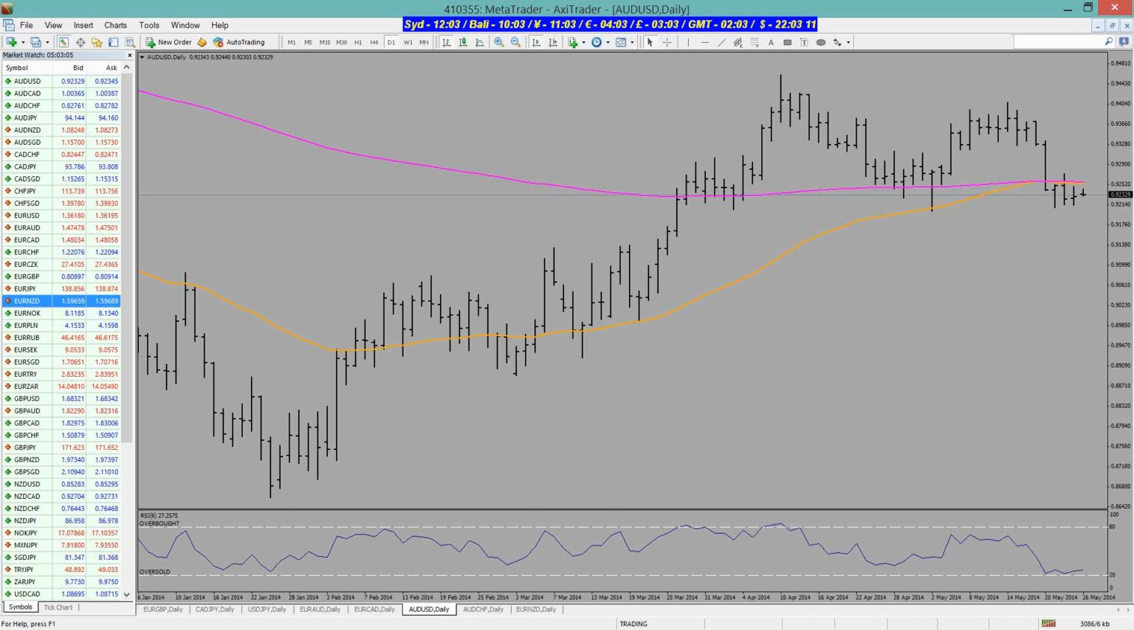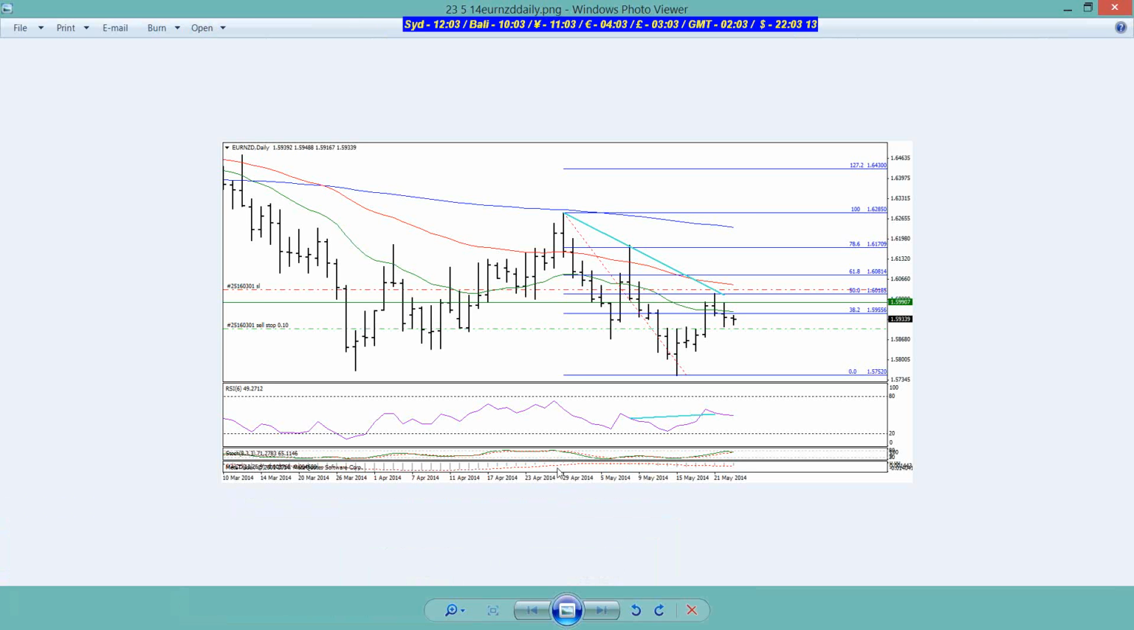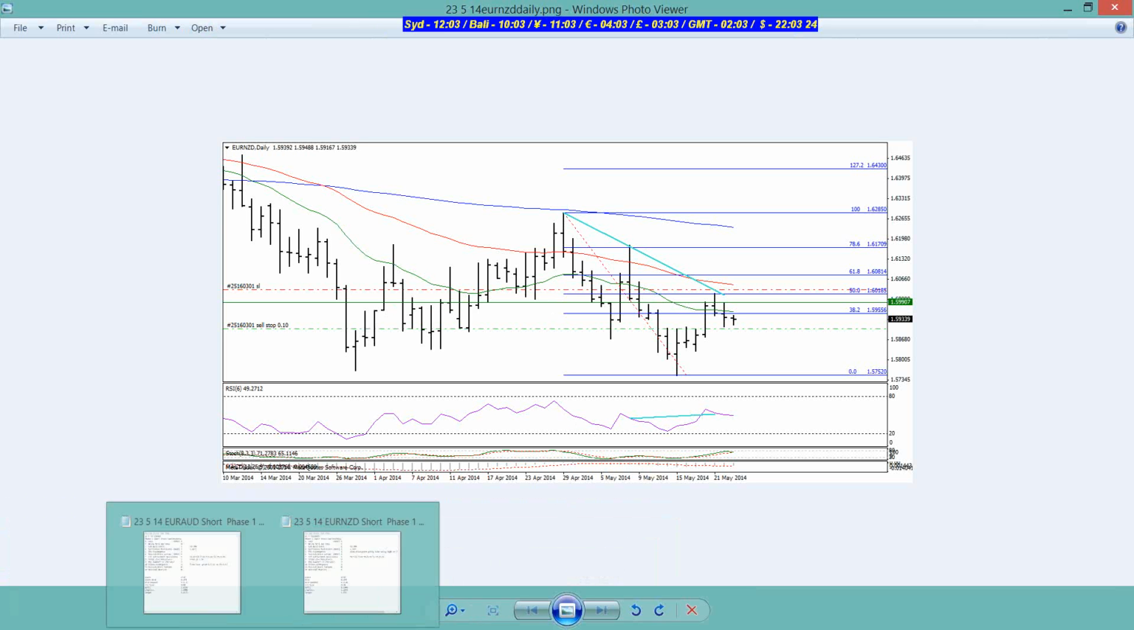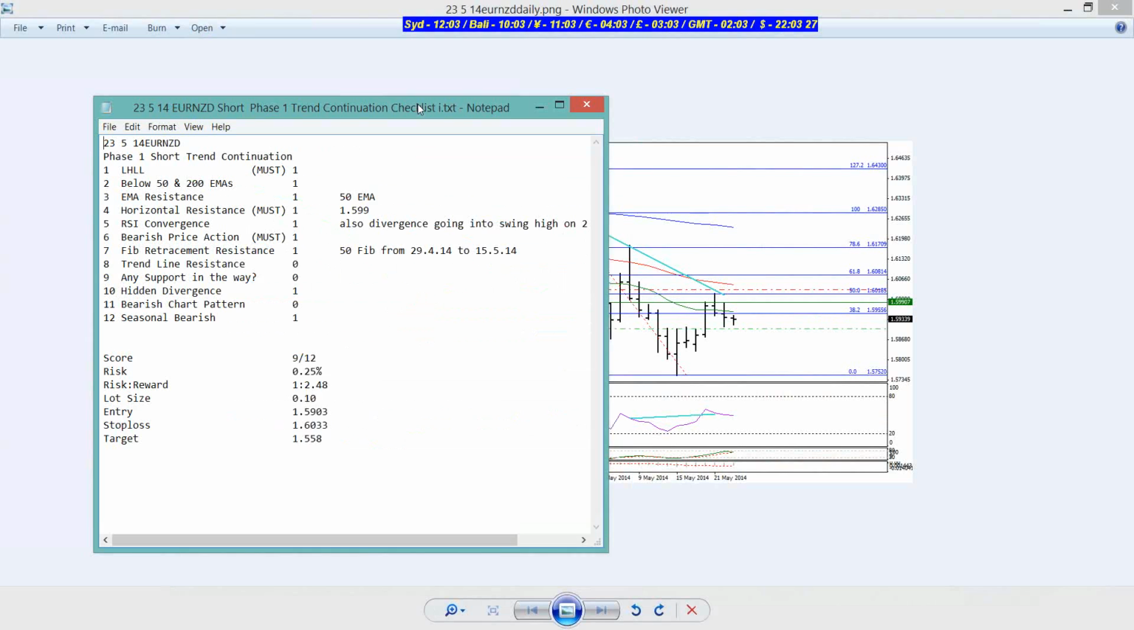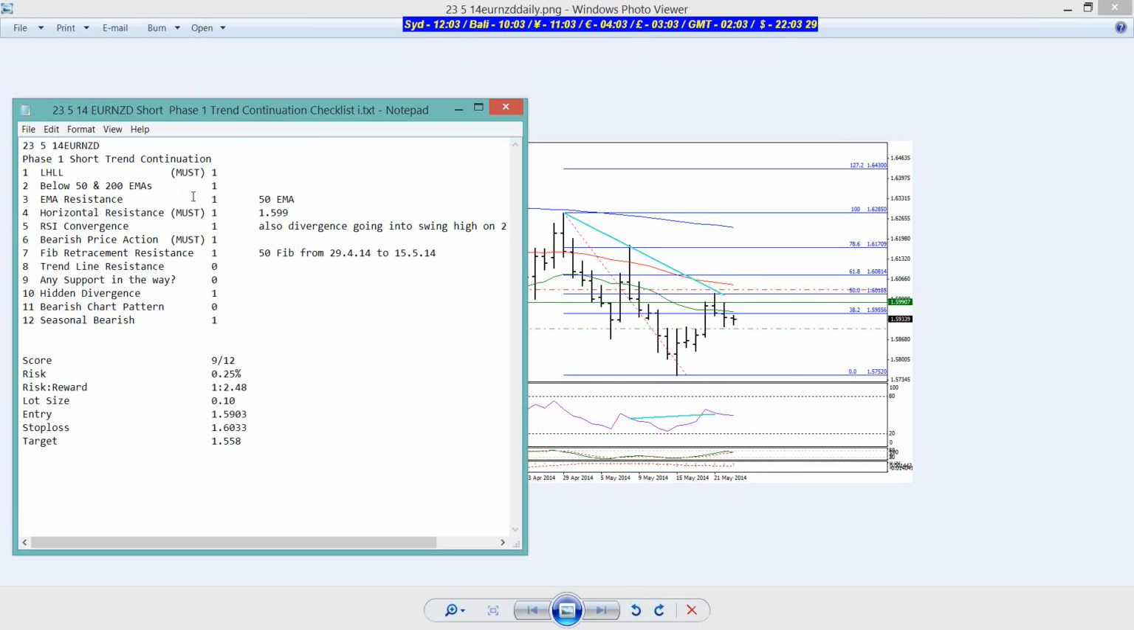Okay, then we've got Euro Kiwi analysis. Fibonacci retracement, yep. Horizontal support, yeah. I've got a checklist here somewhere. Let's have a look. Lower highs and lower lows, yeah. Below the MA, horizontal at $1.5999, yeah, $1.60, a nice round number. Also divergence.